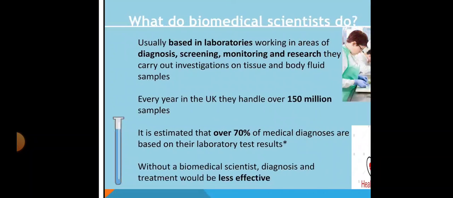Now, what do biomedical scientists do? Usually based in laboratories, working in areas such as diagnosis, screening, monitoring, and research, they carry out investigations on tissue and body fluid samples. Every year in the UK, they handle over 150 million samples. It is estimated that over 70% of medical diagnoses are based on their laboratory test results. Without a biomedical scientist, diagnosis and treatment would be less effective.